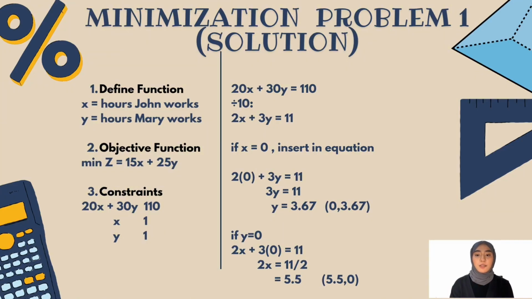To visualize this, we simplify our grading constraint by dividing by 10, giving us 2x plus 3y equals 11. When we calculate the intercepts for the boundary line, if x is 0, y is approximately 3.67. If y is 0, x is 5.5. These points help us plot our feasible region on the graph.